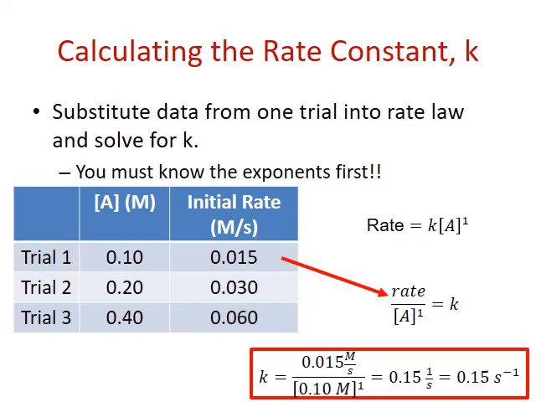So here it is with the substituted values in. 0.015 moles per liter per second divided by 0.10 moles per liter raised to the first power. Now our units for molarity are actually going to cancel out here. Molarity divided by molarity will cancel out, and it's going to leave us with units of 1 over seconds, or seconds to the negative 1.